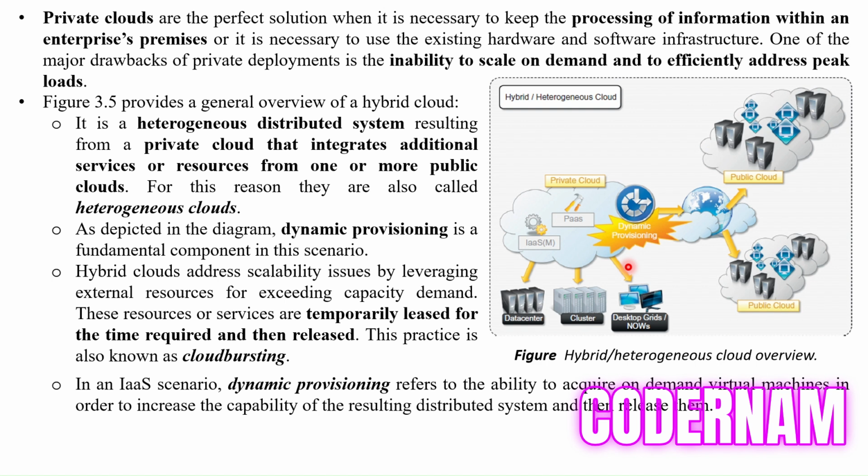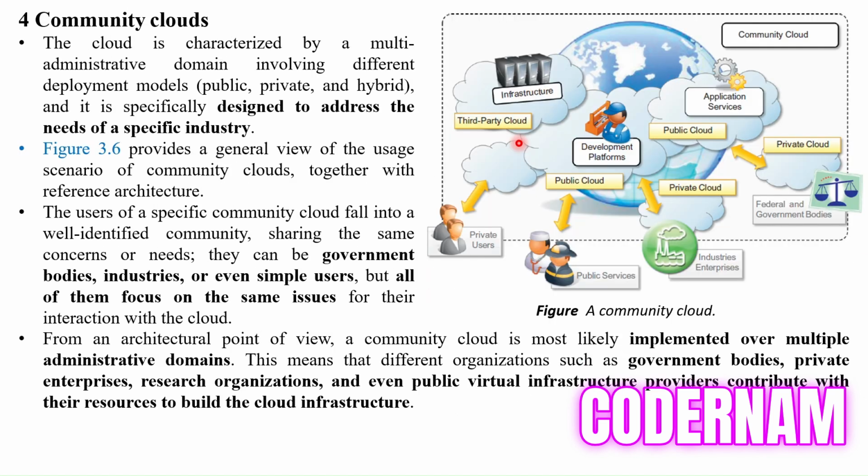If we see the benefits of it, the first is cost efficiency. How is it cost efficient? The organization saves money by keeping sensitive workloads on a private cloud and using the public cloud for temporary or peak demands. The second benefit is scalability, that is, public cloud resources can be added or removed based on the demand. The next benefit is security and compliance, and the last benefit is business continuity. This is what the diagram explains about the hybrid or heterogeneous cloud.